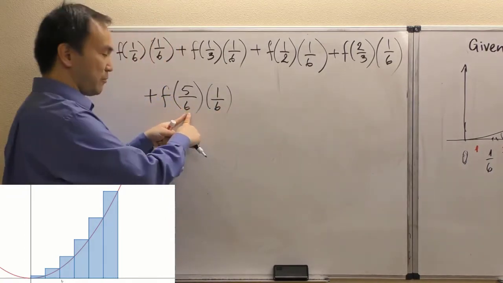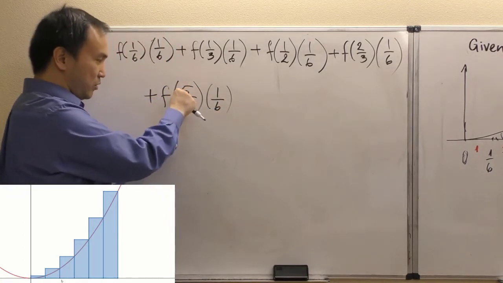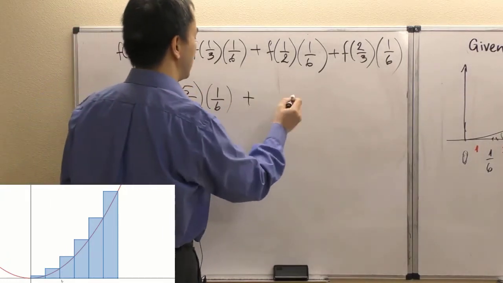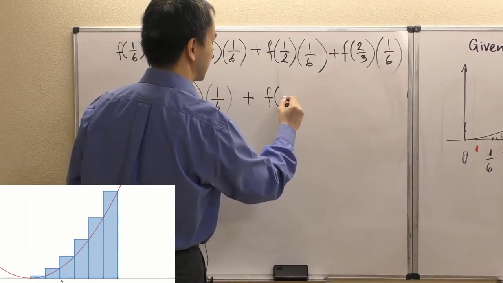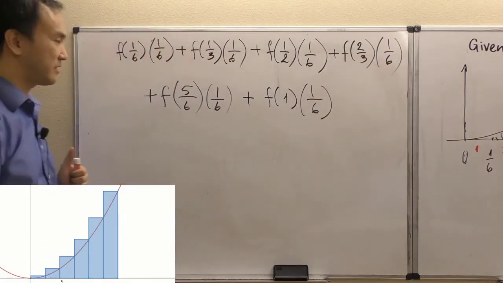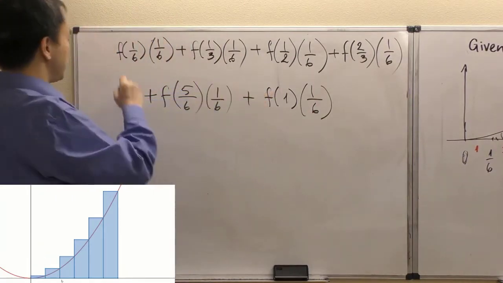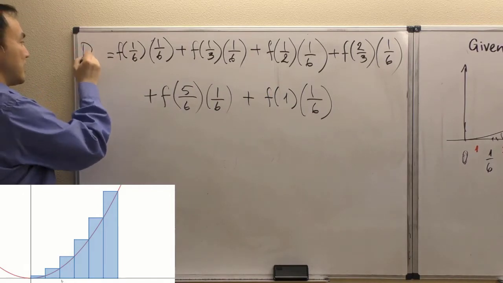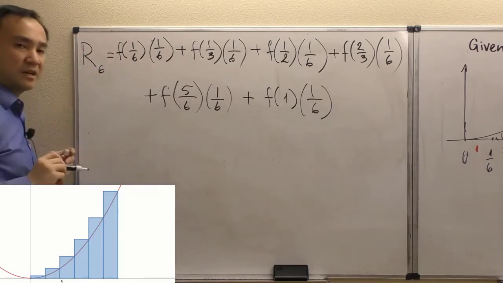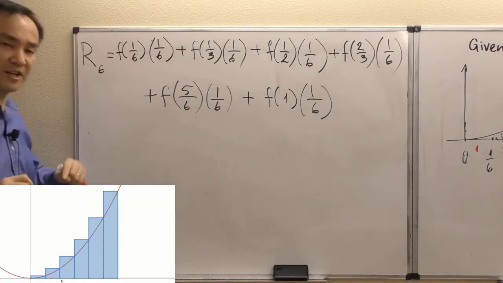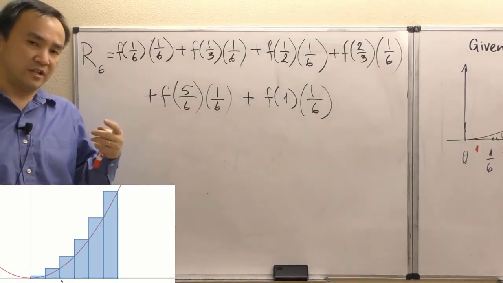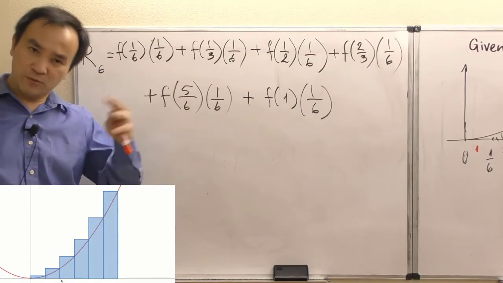So this is the right endpoint, the spot x equals 5/6 right here. That's the right endpoint on my fifth interval. And then the last one here is going to be f at 1, multiplied with 1/6. So the total sum here, the accumulation, is called a Riemann sum, but using the right endpoint rule. I used 6 subintervals this time, so it's capital R6. That's what a right Riemann sum with 6 subintervals is, or generally an R6 or an R4. That's what it means.